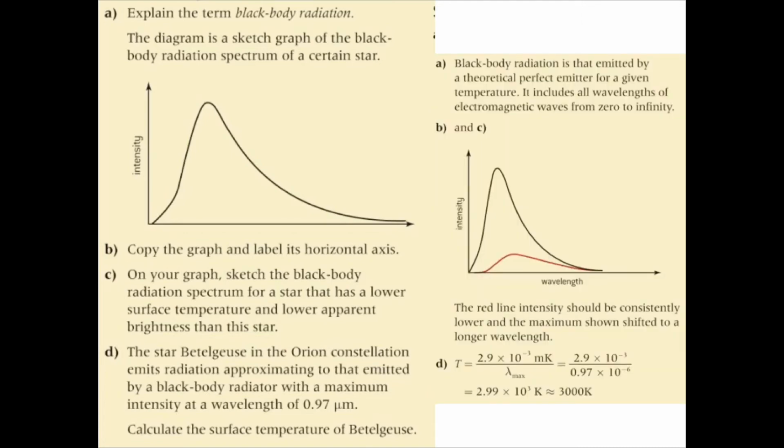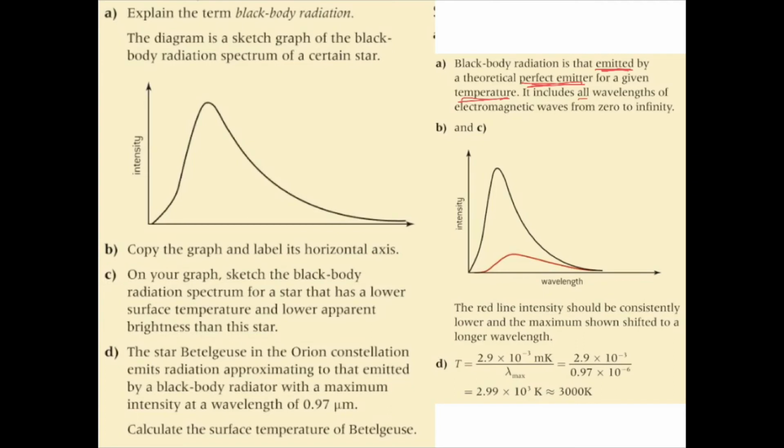Kazam! There's your answers. Hopefully you got something like this, but I'll go ahead and go through it with you just to be sure. Okay, so first it wants to explain black body radiation. All right, so here's the keys. Okay, black body radiation is emitted by a perfect emitter for a given temperature, for a constant temperature, all right?